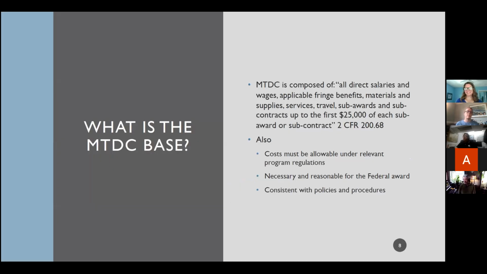Okay, here comes the modified total direct cost base. It's direct salaries and wages. So basically, almost always your personnel costs will be included in the indirect cost base, and the applicable fringe benefits and stuff like that. However, there are limitations on subawards, and there are other limitations on what it is that you claim. Obviously, again, the costs have got to be allowable, necessary, and reasonable.